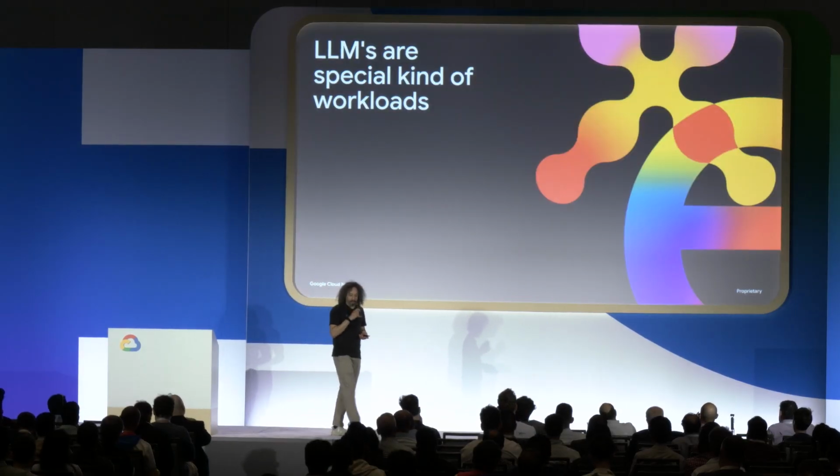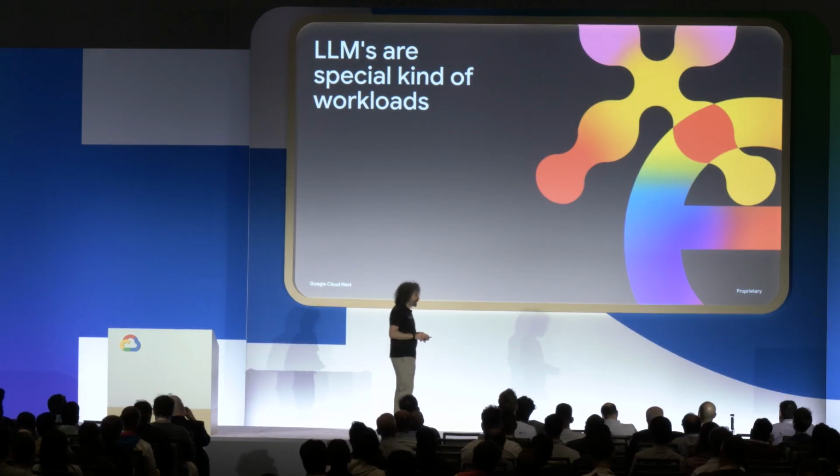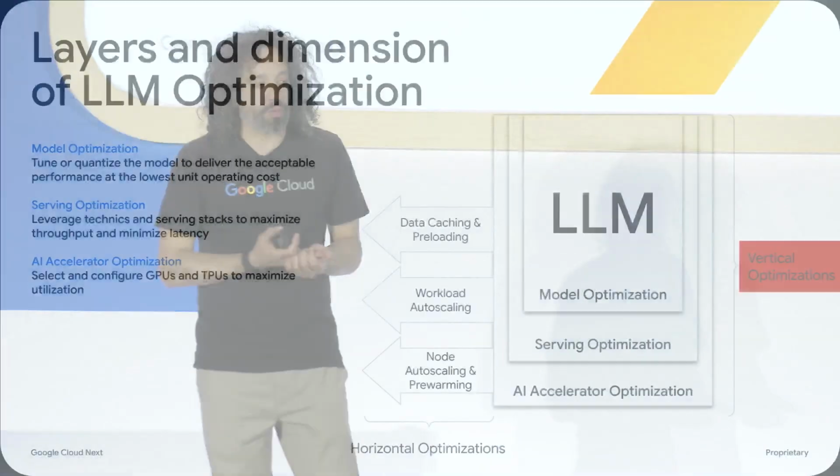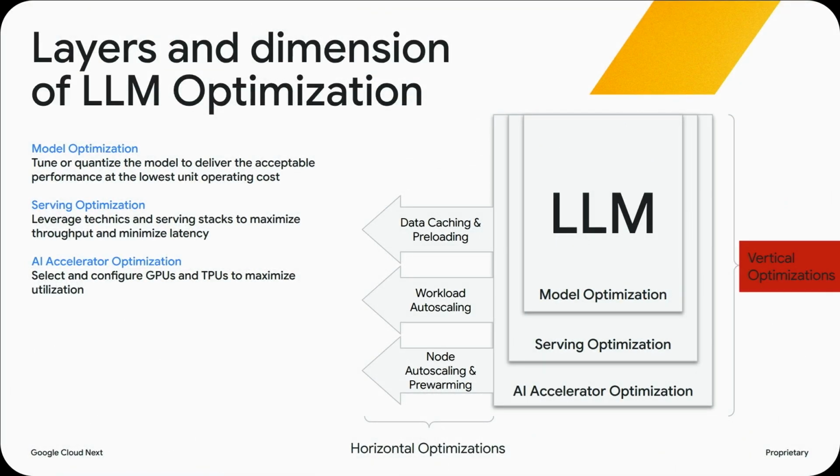So I mentioned earlier that large language models are not your typical web applications. They are special workloads. When we talk about large language models, there are actually multiple layers when you're running one. You have the model itself, which you can optimize. Then you have the serving engine, wherever it runs. That's very important to keep in mind, because not all serving engines support all the models. So you have to make sure that you have the right combination of model and serving engine. And then you have the underlying infrastructure that you can also optimize: accelerators, nodes, et cetera.